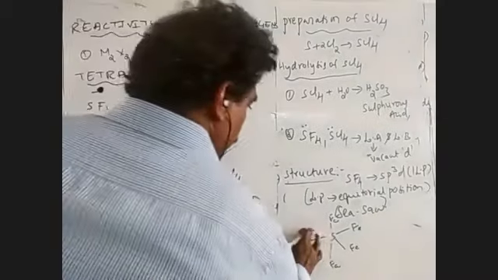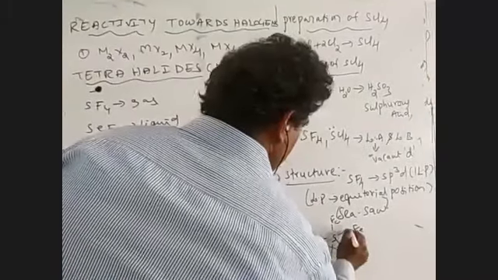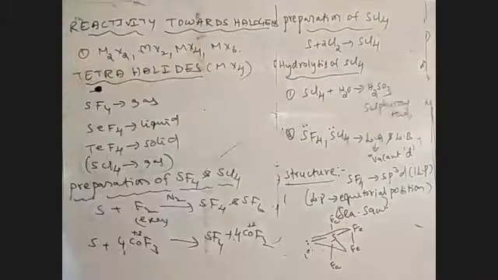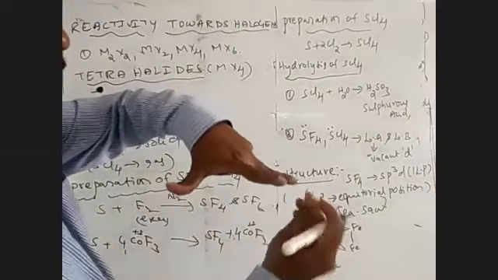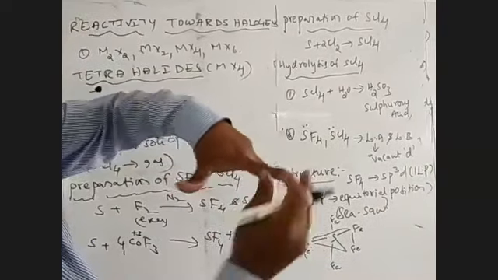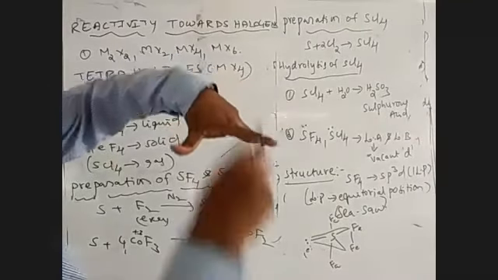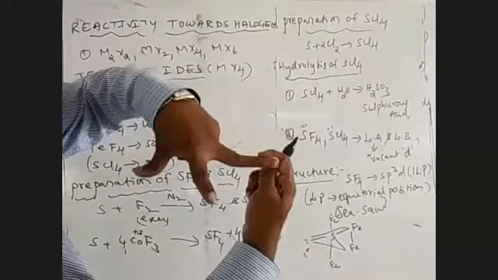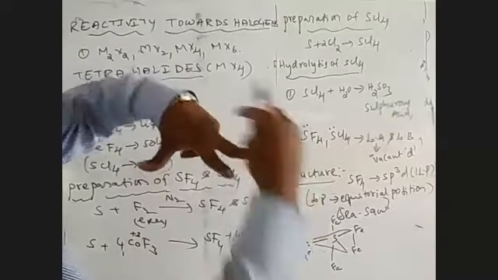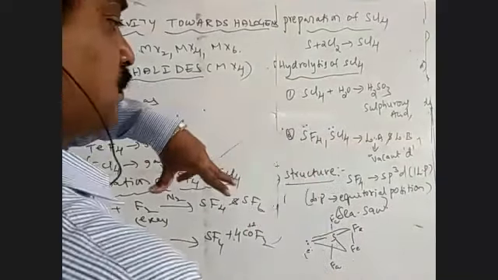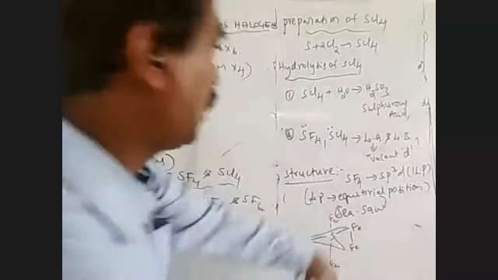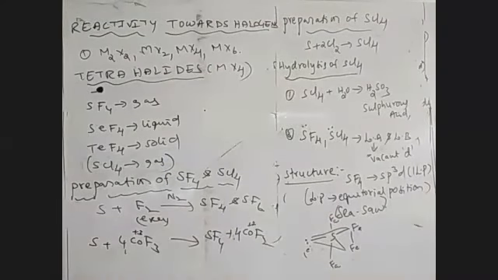There are three positions here: the equatorial positions and the axial positions. So this is the lone pair, and two bond pairs. These positions are called equatorial positions, and these are known as axial positions. If the lone pair is present in the equatorial position, minimum repulsion exists, and minimum repulsion means stability increases. Therefore, the geometry of that molecule is taken as a seesaw structure.